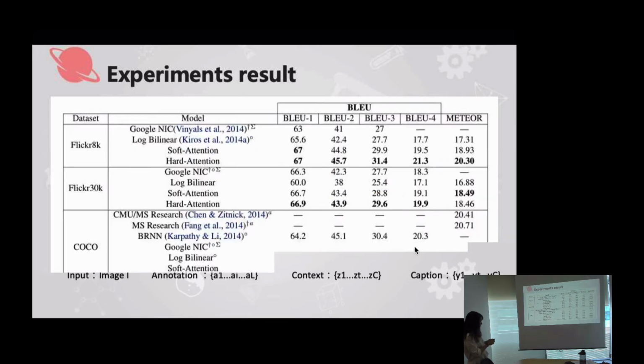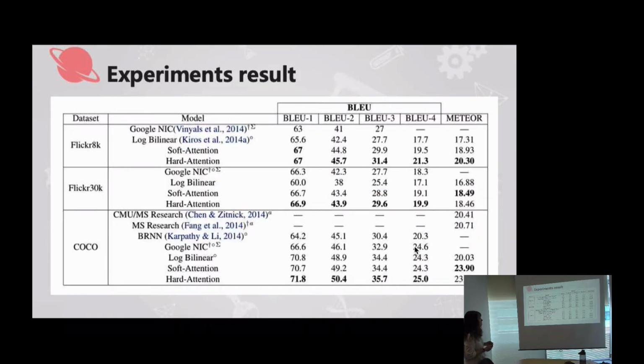So this is the experiment result. The author tried two different attention ways, the soft and the hard. Basically, if we add the attention into the framework, the result improves a lot. For the BLEU criteria, the hard attention is better than the soft one. But if you take a different criteria, the soft attention gets better.